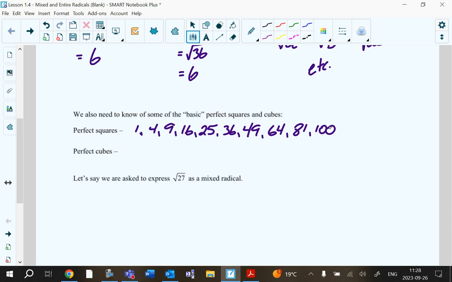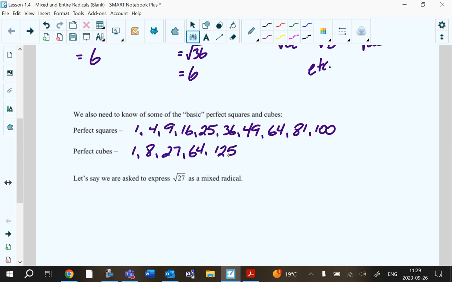How about the positive perfect cubes? What's the smallest one? 1 again. 1 is a perfect everything. What's the next one? 8. Excellent. 27. 64. Give me one more. And we'll stop there. 5 times 5 times 5? 125. Good. Okay. So we've got to know these two things.